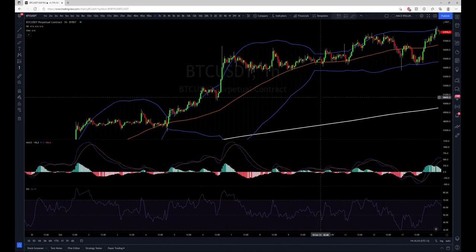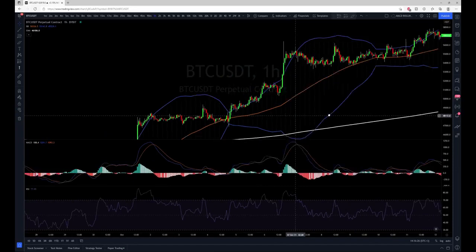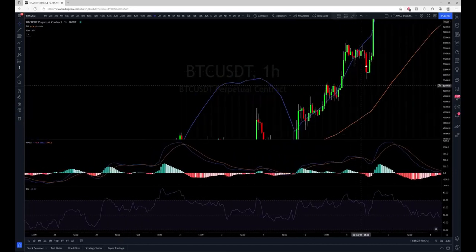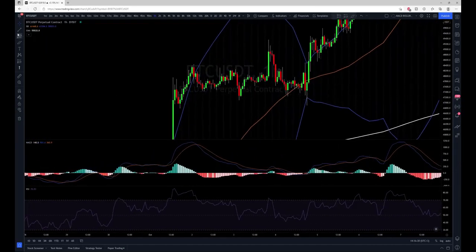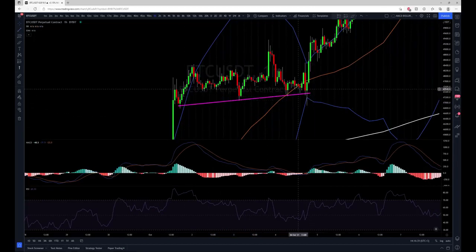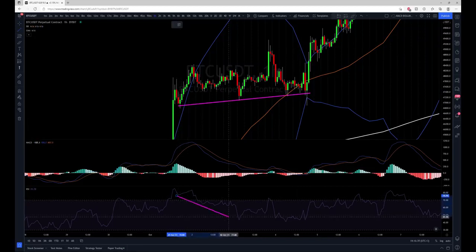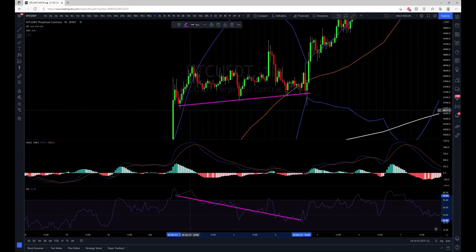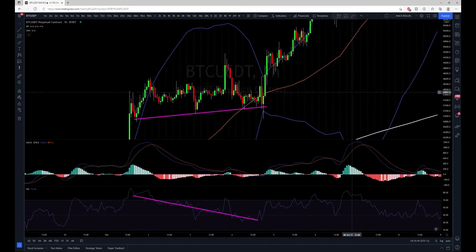All right, now the last example here, there's no regular divergence, but we can use hidden divergence on this one. So if we take a look, we do get the higher lows on the price here. And when we get this touch, RSI has gone from being all the way up here, all the way down over here. So we have quite a strong hidden bullish divergence to go with this.